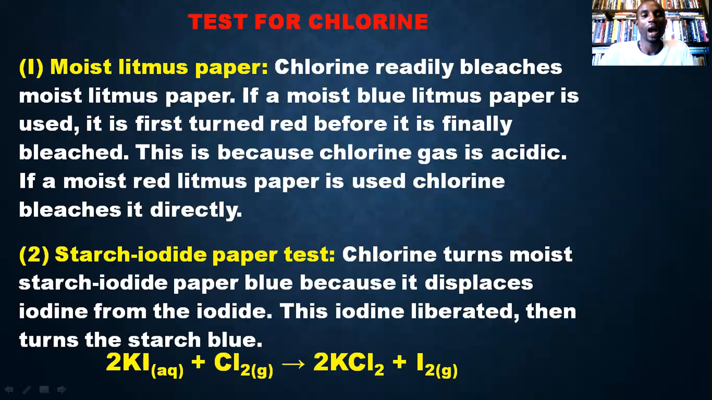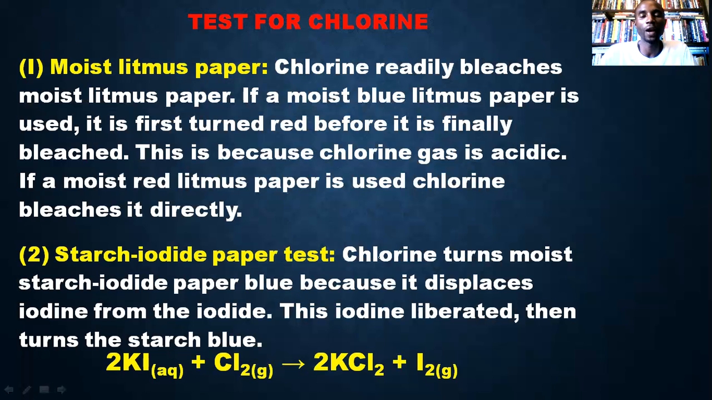All right. How can we test chlorine? How can we test it in the lab or anywhere? We can test it with this method. Number one is moist litmus paper. Chlorine readily bleaches moist litmus paper. If a moist blue litmus paper is used, it is first turned red before it is finally bleached. It is because chlorine gas is acidic. If a moist red litmus paper is used, chlorine bleaches it directly. So it has a bleaching effect on litmus paper.